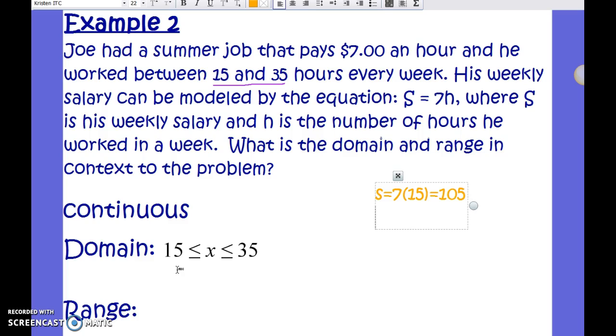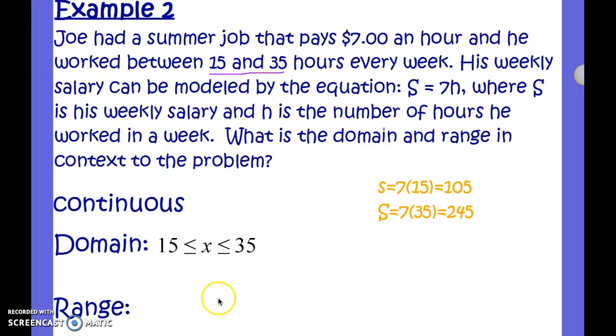Then I'm going to plug in 35. So I'm going to have S equals 7 times 35, because that's my other domain value that I have. When I multiply 7 times 35, I get 245. Then I write my range.